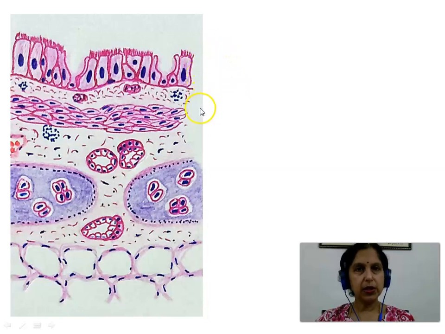So the mucosa here shows the lining epithelium and the lamina propria. Lining epithelium is pseudostratified ciliated columnar epithelium with goblet cells. These are the ciliated columnar cells, and these here are the goblet cells. The lamina propria shows seromucous glands and many elastic fibers. Lymphoid aggregates may also be seen here. So that is the mucosa.